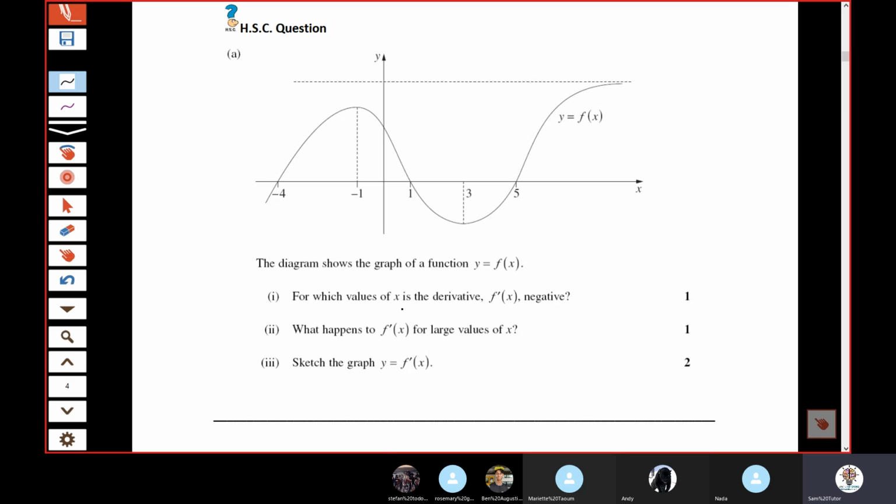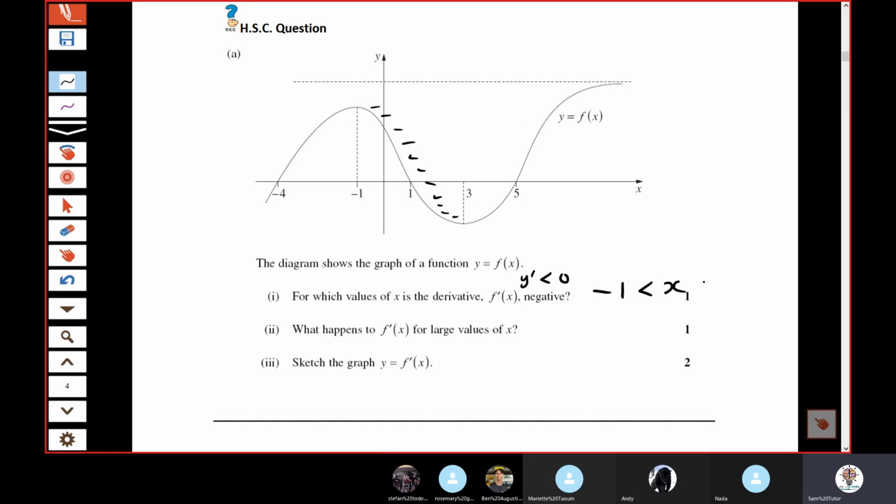For what values of x is the derivative negative? So when will y dash be less than 0? What does that mean again? Decreasing. So you gotta get all these words. Decreasing. When is it decreasing? There. Increasing. Okay. Someone want to say an answer? And can you say how would I write that? So -1.